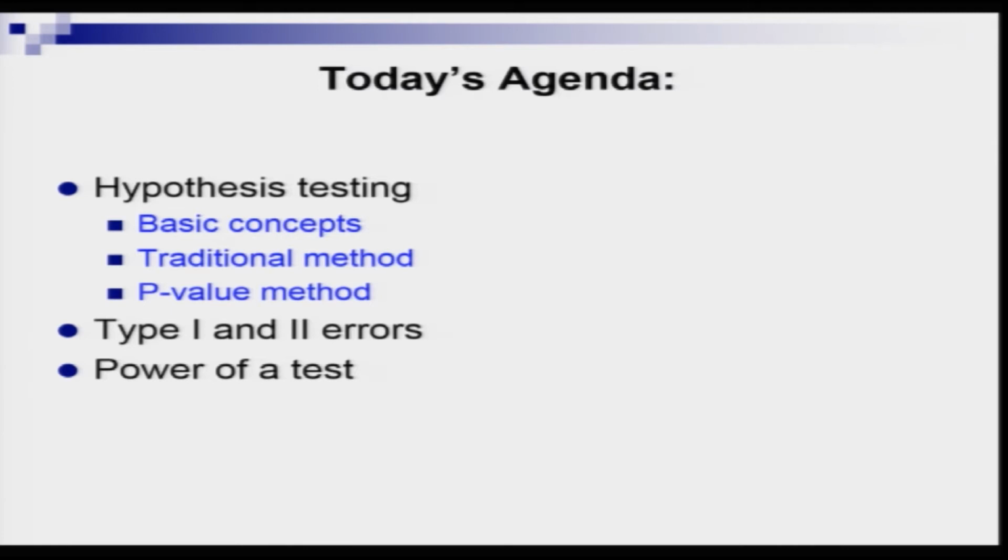So, we will talk about the basic concepts, and I am going to show you some examples to make these concepts clear. Then I am going to talk about two different techniques or methods for hypothesis testing, and they are the traditional method and the p value method. Then I am going to talk about type 1 and type 2 errors, and finally, I will end today's lecture with a very brief discussion on the power of a test.